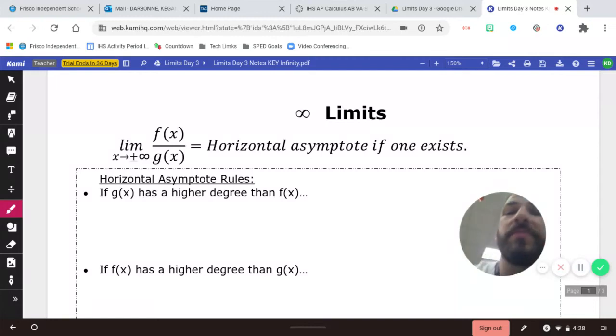All right, y'all. Today we're going to be talking about infinite limits. And just so y'all know, I'm making this early, so you're not going to have to freak out and do it at the start of class. So, yay, Mr. Arbone getting his crap together.